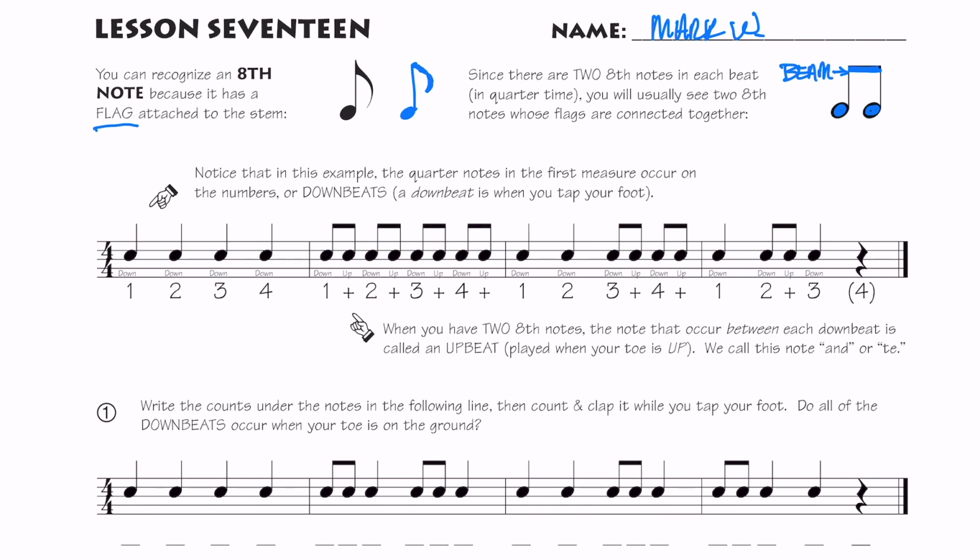Whenever I have quarter notes in quarter time, if I think about tapping my foot, each one of the numbers is going to be when my foot hits the ground. So in this measure, 1, 2, 3, 4, my foot hits down on each one of those counts, so I call those downbeats. Now, in between those beats is going to be an up.